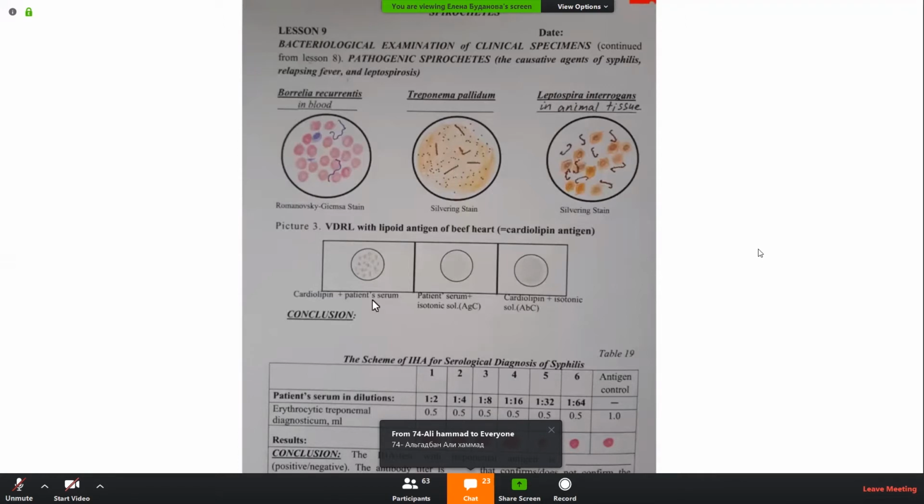Well, so I am supposed to draw the conclusion. It is a non-treponemal test, so it is a screening test for diagnosis just to select possibly infected persons.